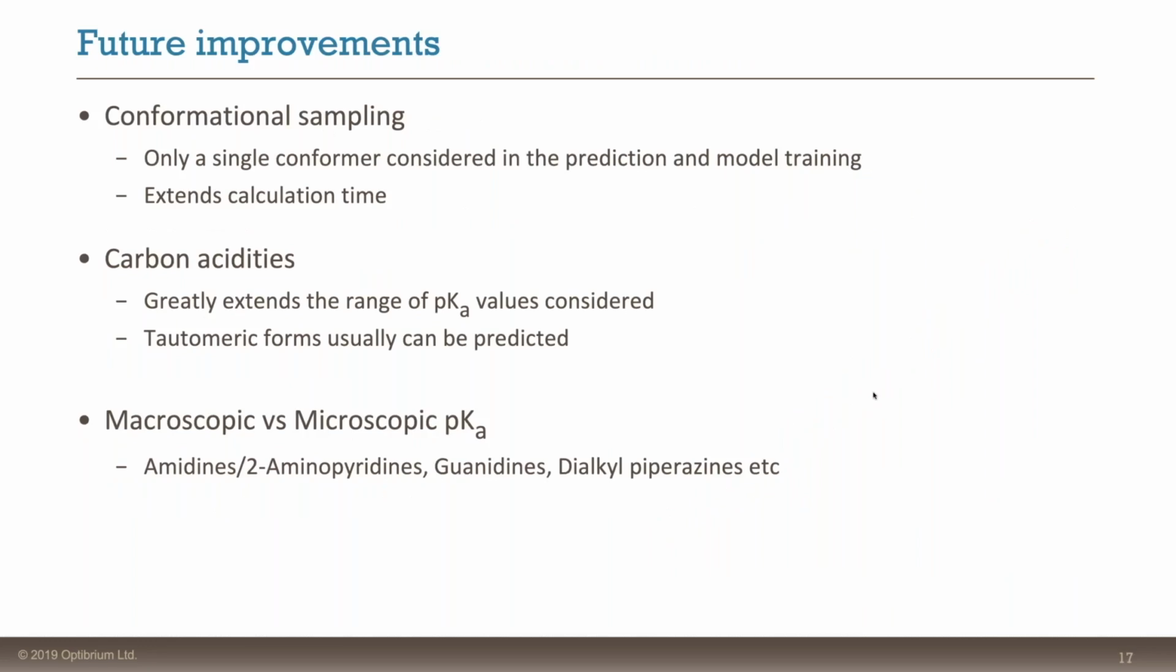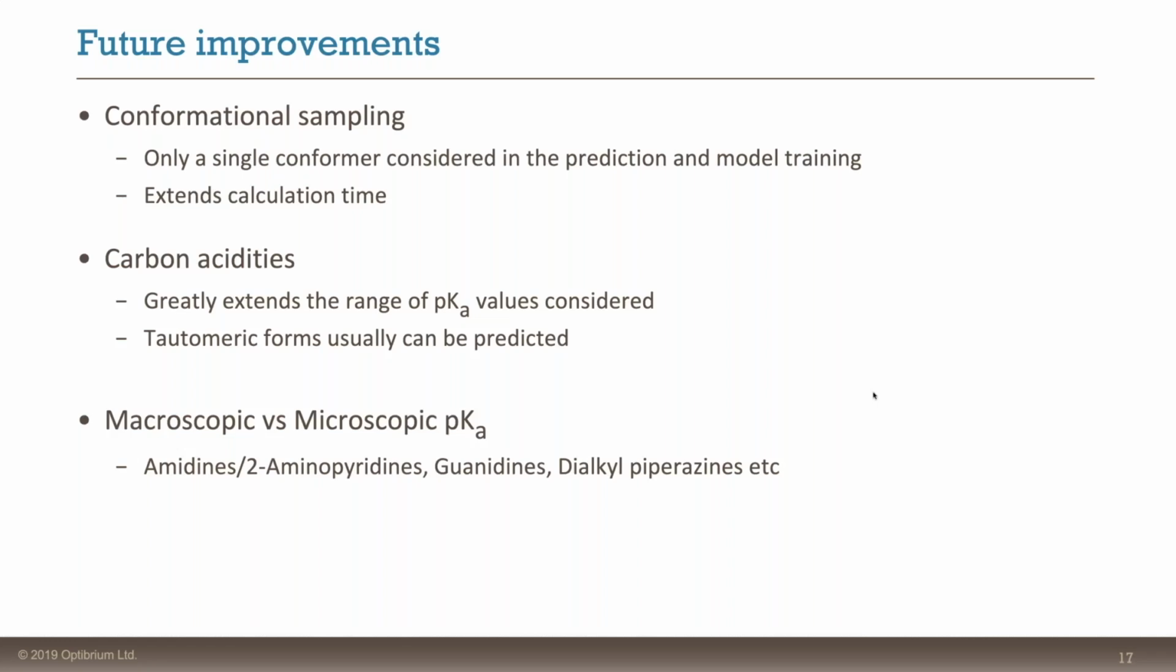For conformational sampling, we only consider one conformer, and that is also so in the prediction as it is in the training of the model. We could go to conformational sampling, but that extends the calculation time, and one has to then think about how one takes the contributions of each of these different conformations and their energies, and I think this just overcomplicates the system.